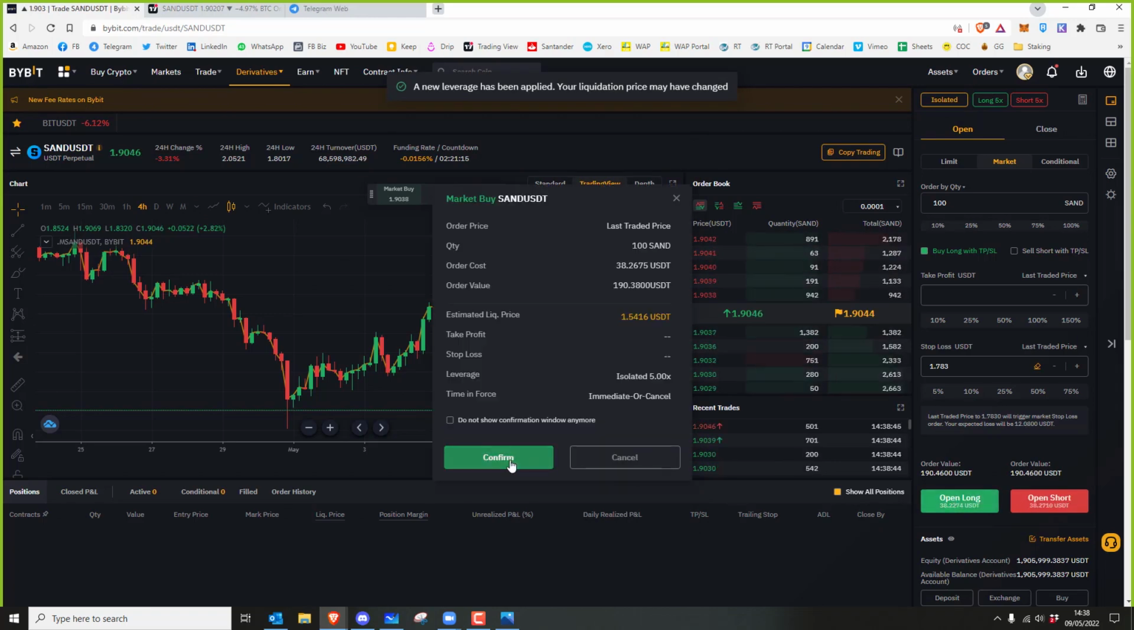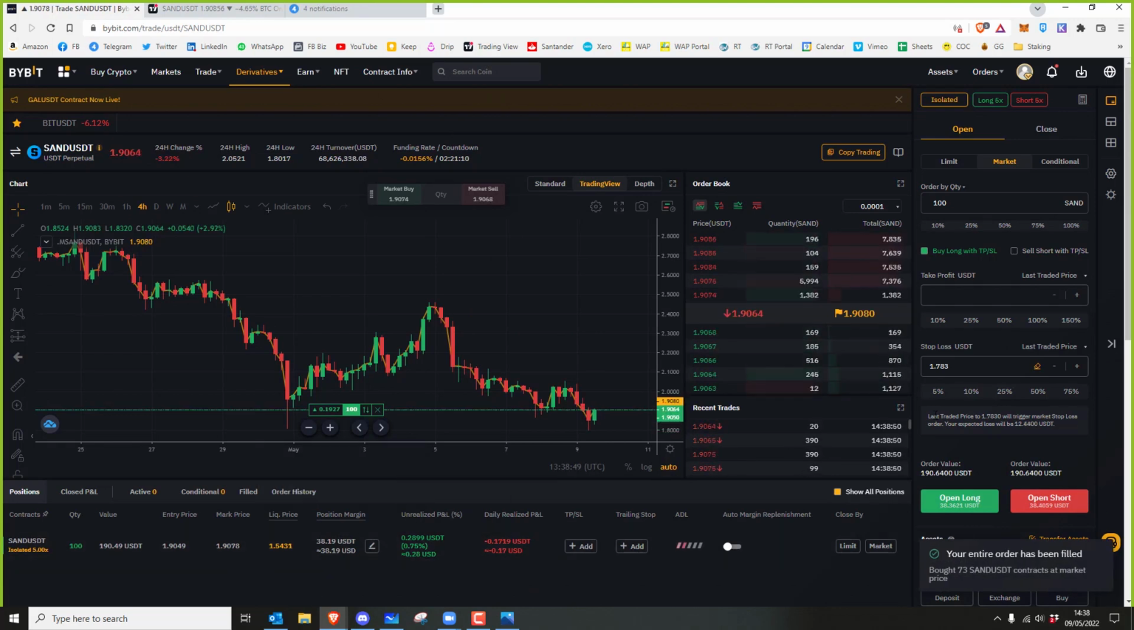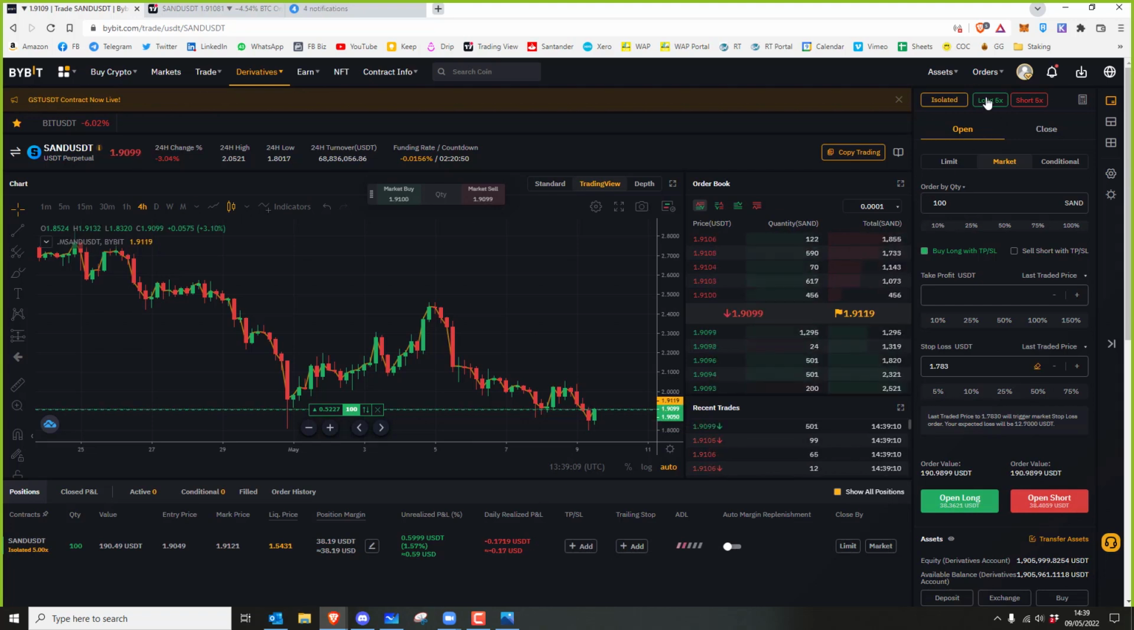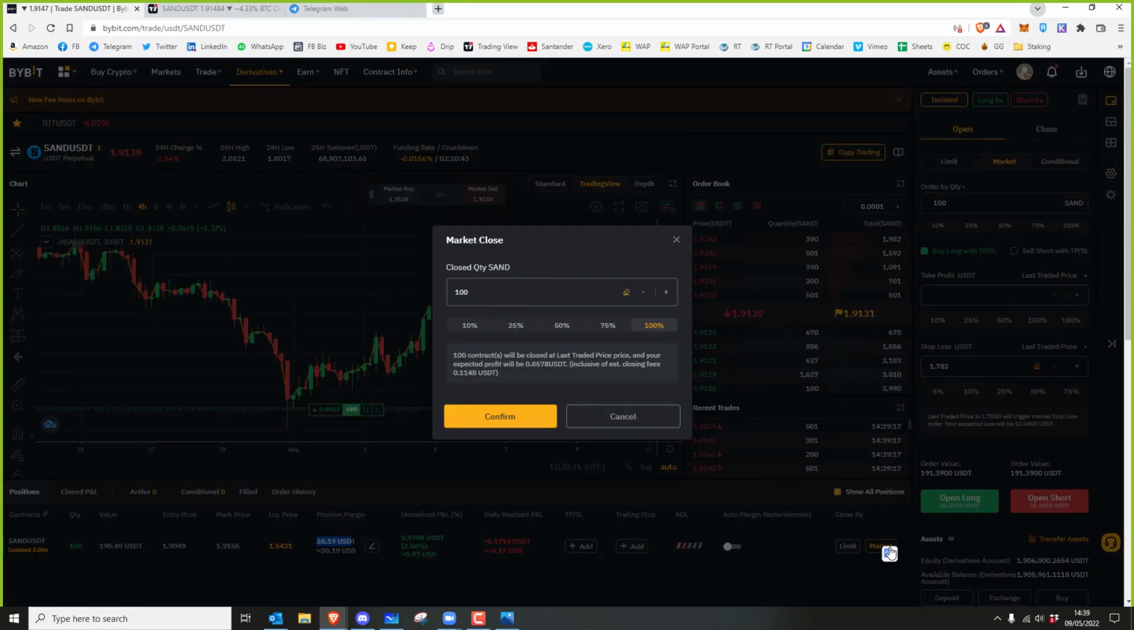Open long. Yep, fine. Okay, so look at the position margin. Although the trade is $190 in value, what's happened is that the position margin has set aside $38.19 from my account to facilitate the trade, and that's what's called the position margin. And all that happens if you use higher leverage is that you use less margin. That is literally all the leverage does. So let's close the trade again.